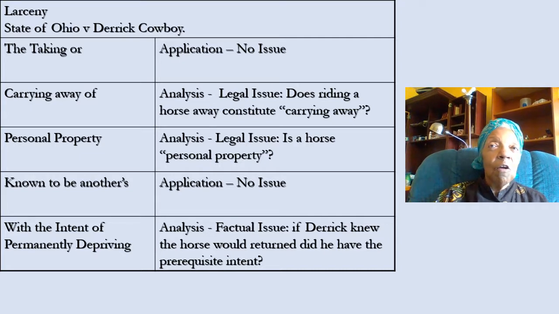Analysis is when there are two sides to the story and you could actually argue that, based on the facts, an element is met, and you can also argue that it's not met. So the taking, that's an application, and there's no issue. There's no issue that he took the horse.